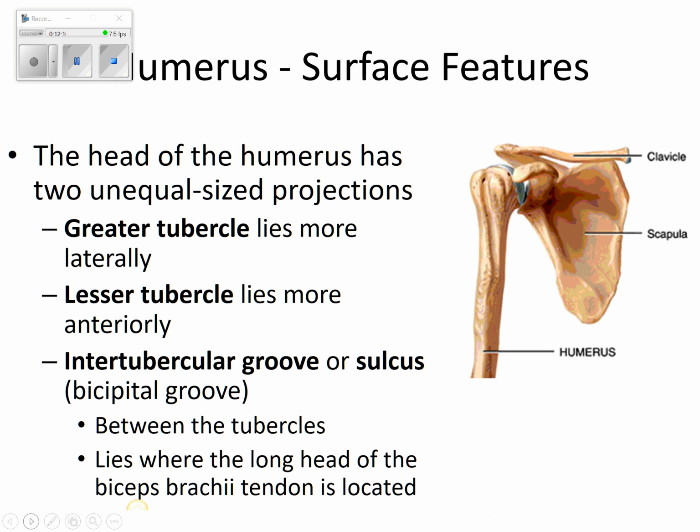Some special surface features of the humerus. The head of the humerus has two unequal size projections, and you can see those here. This one right here and one right here. The greater tubercle lies more laterally and a little bit posterior, and it's greater. It actually goes all the way around a little bit. And the lesser tubercle lies more anteriorly, and it's a little bit smaller. So that's how it gets its name, greater and lesser tubercle.